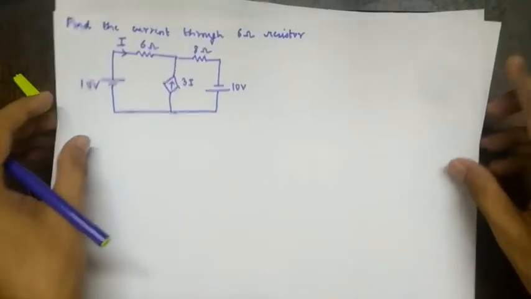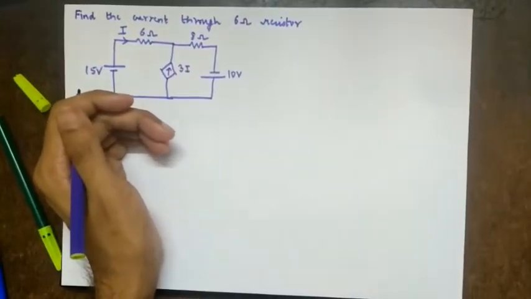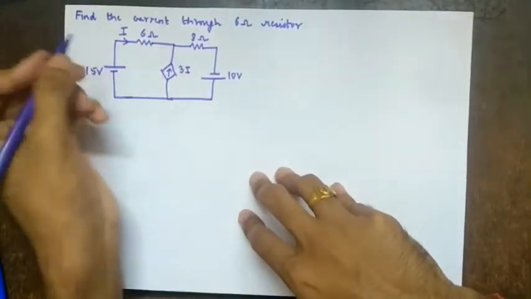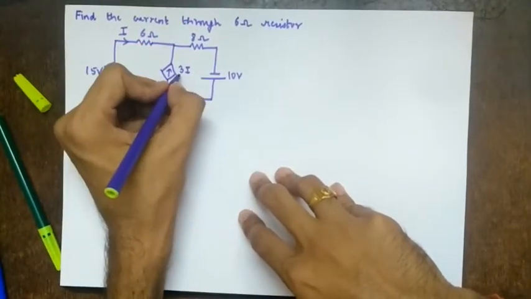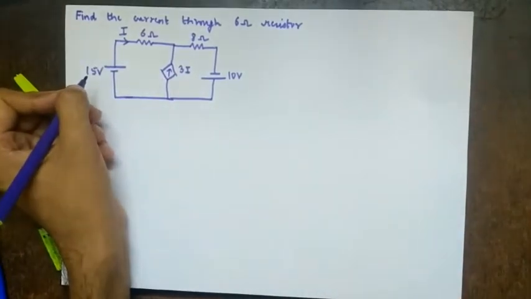Let's solve the next sum. So let's directly jump to dependent sources. Find the current through 6 ohms resistor. So this is the 6 ohms resistor, and you observe we have a dependent source now. What is the value? 3i. So I should be given somewhere. So I is here, right?